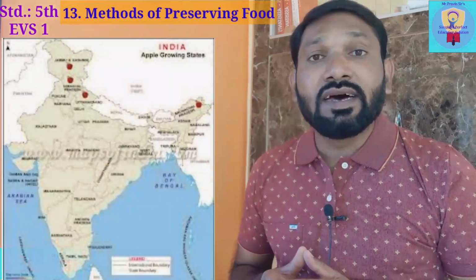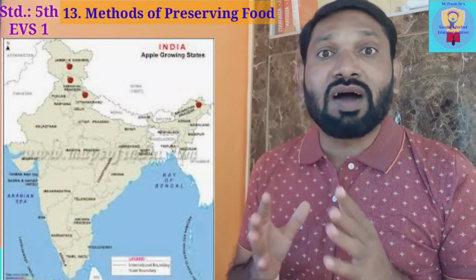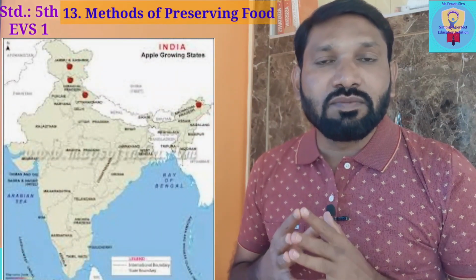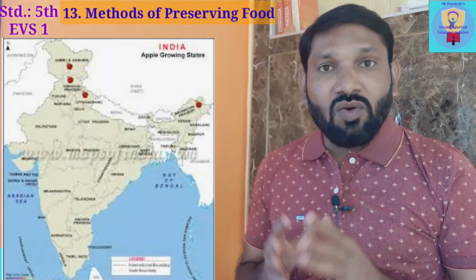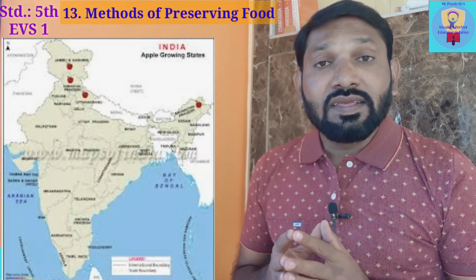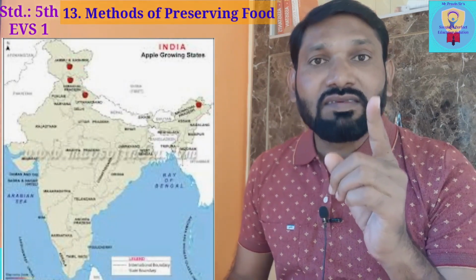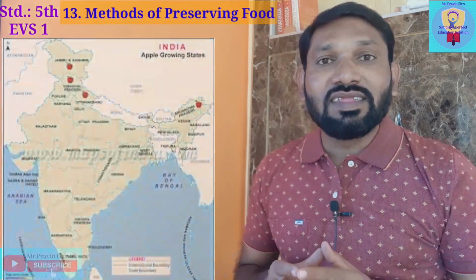Students, for example, do you know where the apple is produced? Yes, it is produced in northern India. For example, in Himachal Pradesh, Jammu and Kashmir. But the apple is available all over India. How is it possible? Why? If you want to answer, type your answer in the comment box. Yes, we preserve it and the people make it available to all. Students, have you understood this much?